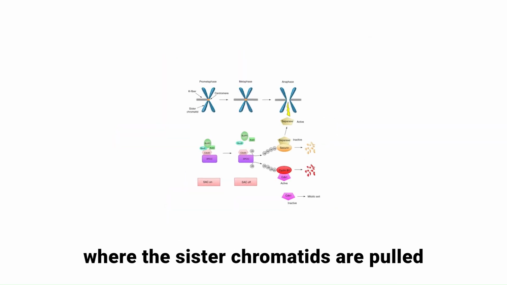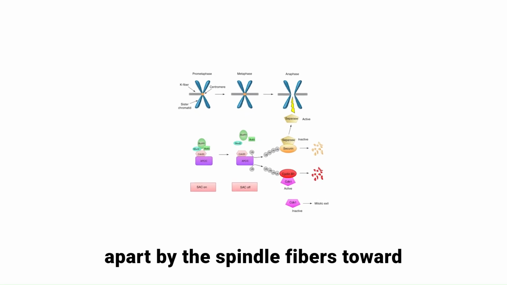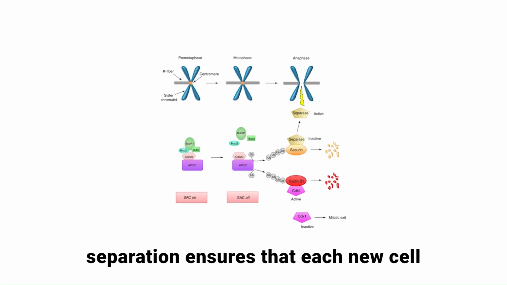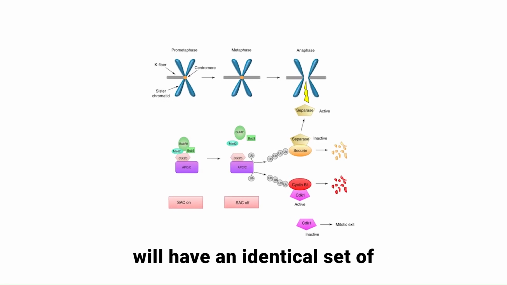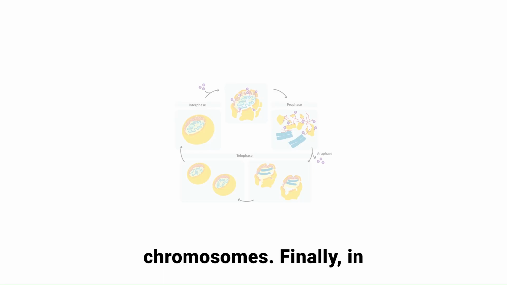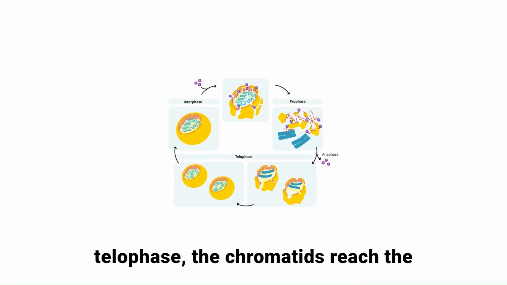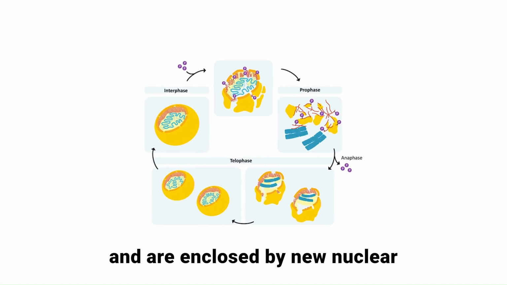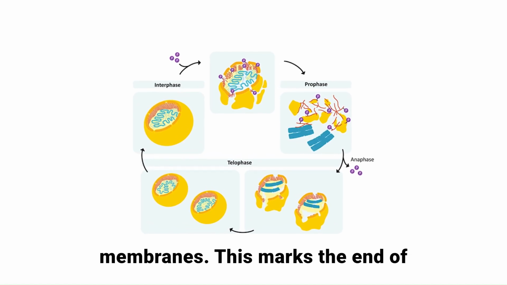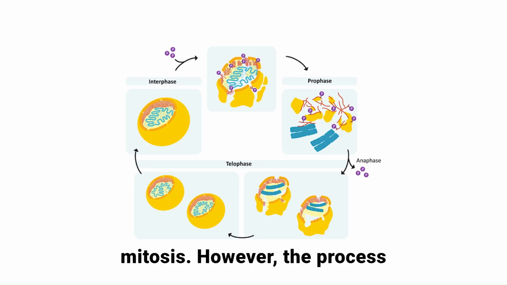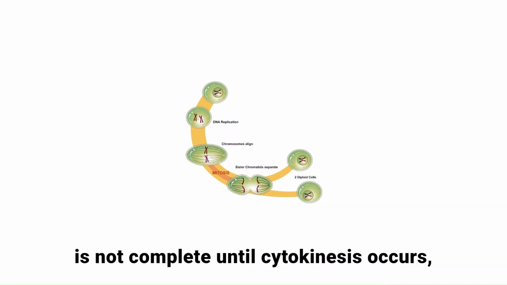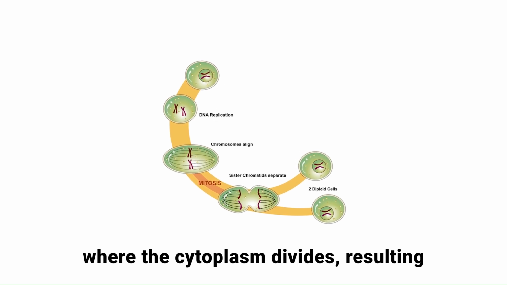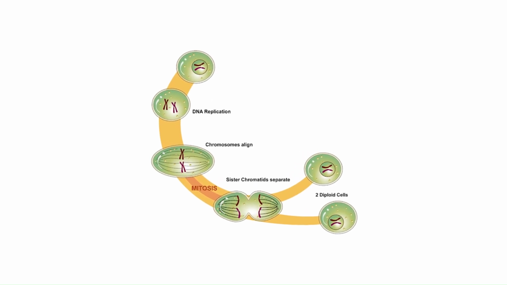Anaphase follows, where the sister chromatids are pulled apart by the spindle fibers toward opposite poles of the cell. This separation ensures that each new cell will have an identical set of chromosomes. Finally, in telophase, the chromatids reach the poles, decondense back into chromatin, and are enclosed by new nuclear membranes. This marks the end of mitosis. However, the process is not complete until cytokinesis occurs, where the cytoplasm divides, resulting in separate daughter cells.